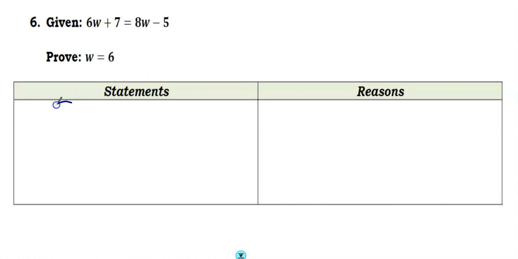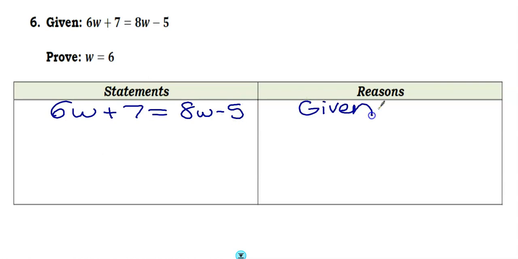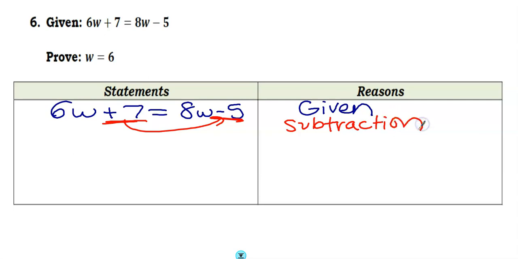All right, the next one. So 6w plus 7 equals 8w minus 5. I'm going to write that that's my given. What do we want to do first? Let's come up with a game plan. Do we want to move the 7 or the 5? I'm going to move the 7 to the right. So it's addition. I'm going to make it subtraction. So I'm going to do the subtraction property. And I'm going to have 6w equals 8w minus 5, so that's negative 12.